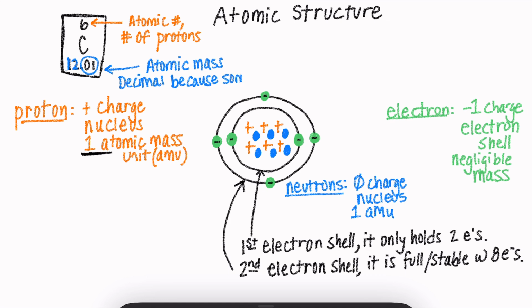Because some atoms have 7 neutrons. But every atom of carbon will always have 6 protons because that's how we know it's carbon and not a different element like nitrogen.